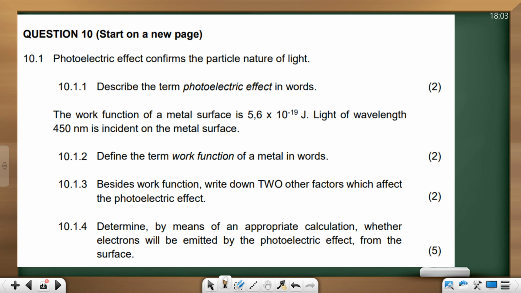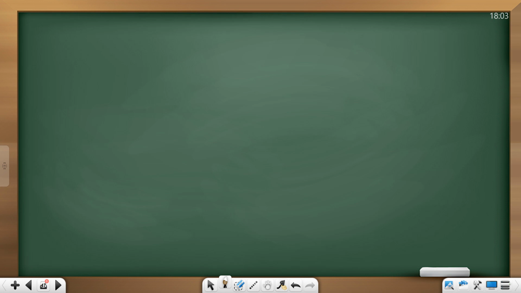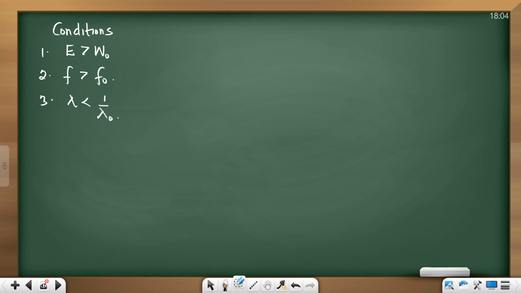I remember that I gave you 3 conditions for photoelectric effect. E must be greater than work function. F must be greater than what? Threshold frequency. And the wavelength of light must be less than the threshold. Just for those who are joining us, the conditions for photoelectric effect: 1, E must be greater than work function. 2, F must be greater than threshold. Number 3, wavelength must be less than the threshold wavelength. And all of this will prove to you that EK should be greater than 0.